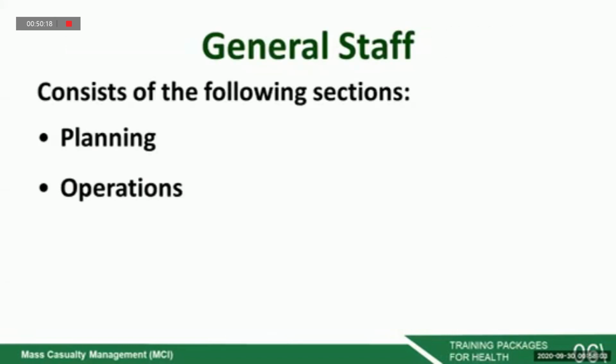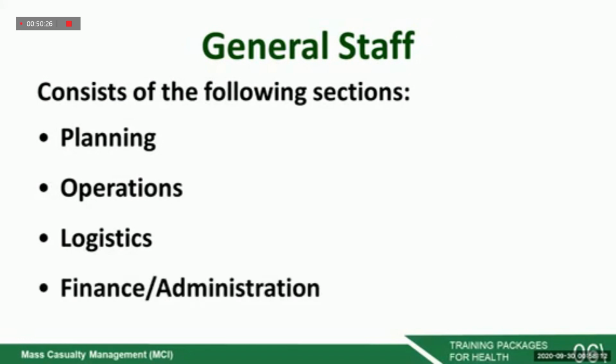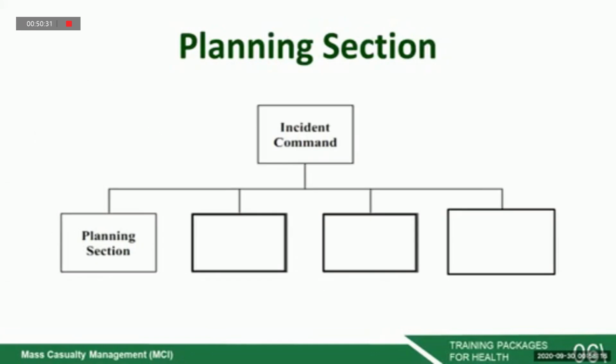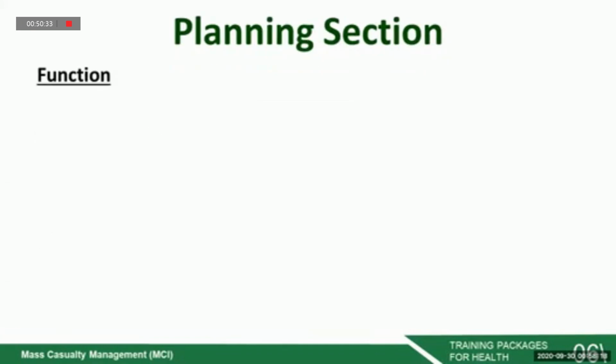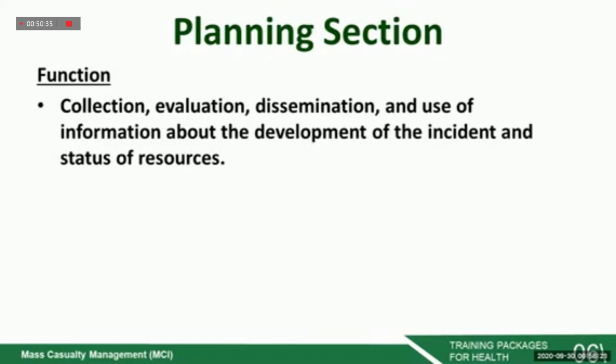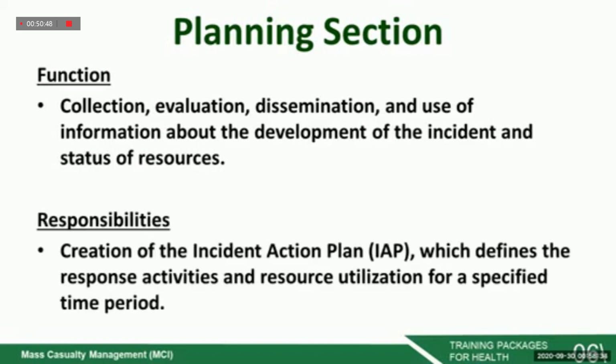So the general staff would include the following, no? Planning, operations, planning section chief, operations section chief, logistics chief, and your finance or administration chief. So for planning, the function of your planning section officer or section chief is to collect, evaluate, disseminate, use information about development of your incident and status of your resources.